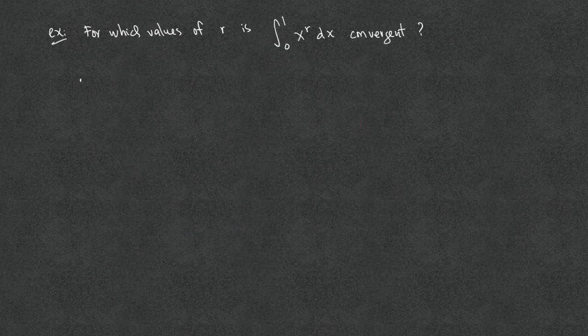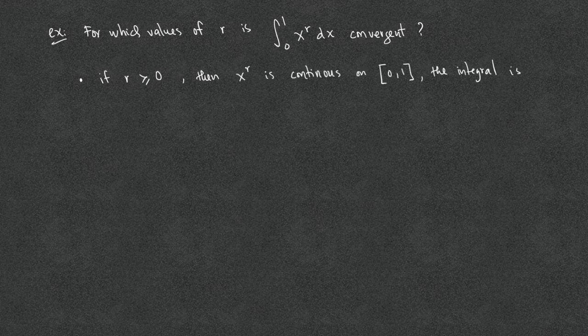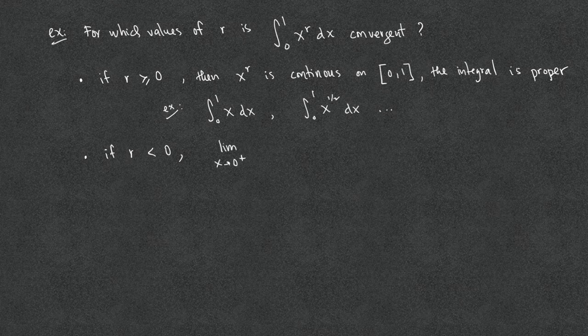For example, for which values of r is the integral from 0 to 1 of x to the r dx convergent? If r is greater than or equal to 0, then x to the r is a continuous function on the closed interval [0, 1], and the integral exists. For example, the integral from 0 to 1 of x dx, the integral from 0 to 1 of x to the 1/2 power dx, those integrals exist. If r is negative, then the limit as x goes to 0 from the right-hand side of x to the r is infinity. Thus, this is improper and we have to take the limit.